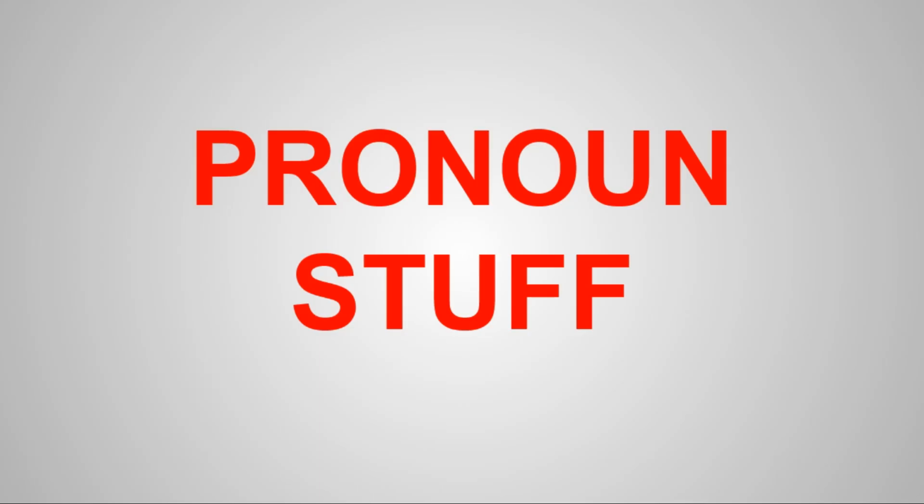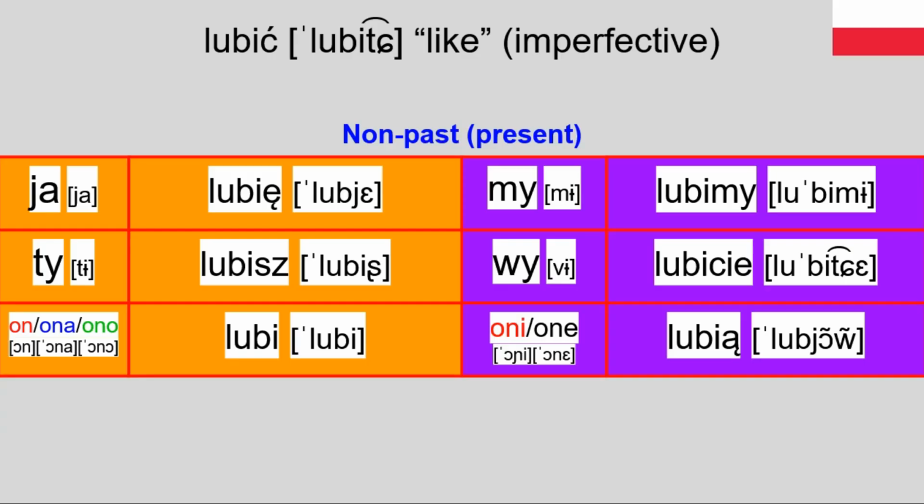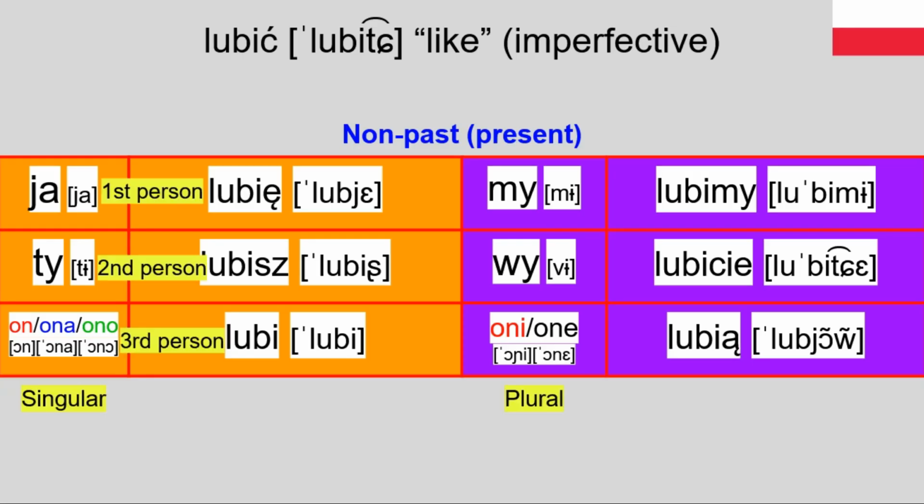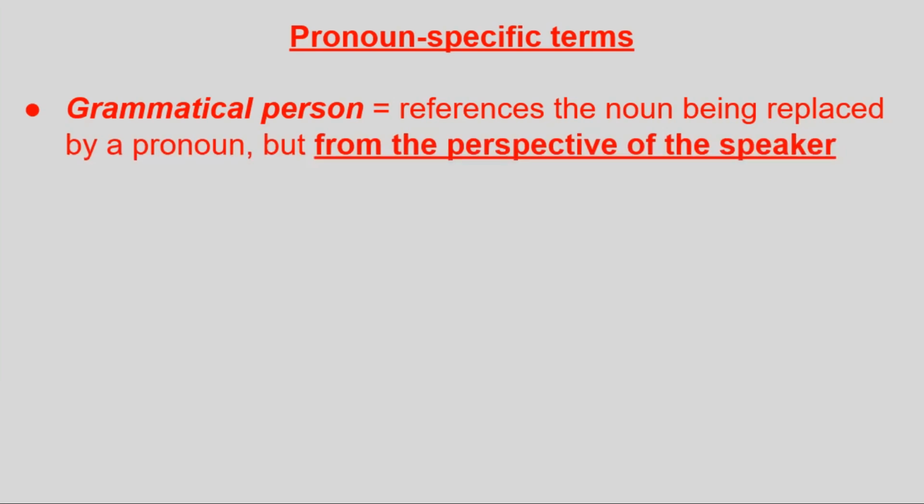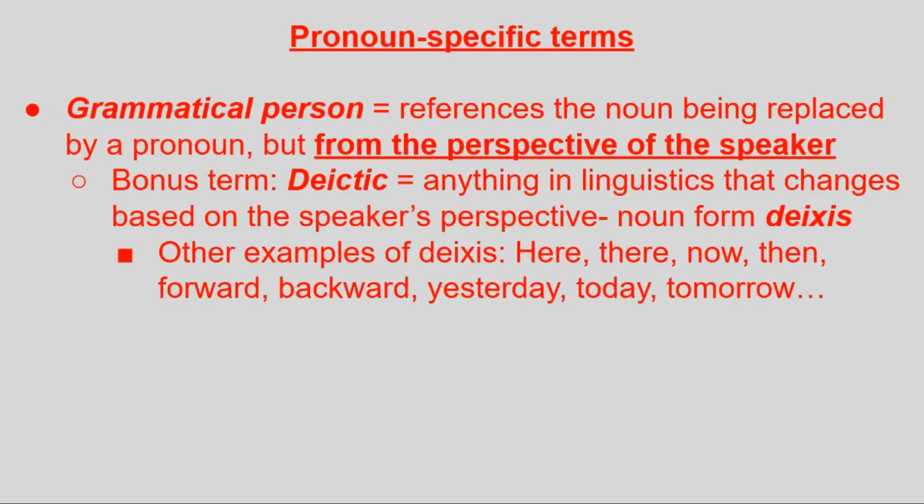So now that we've got number out of the way, I'll explain some things that are pronoun specific. If you're looking at a verb conjugation chart with pronouns, for example, the columns will likely represent number, while the rows will represent grammatical person. Person refers to the noun being replaced by that pronoun, but specifically from the perspective of the speaker. And here's a bonus term. Anything in linguistics that changes depending on the perspective of the speaker is called deictic, the noun form being deixis.